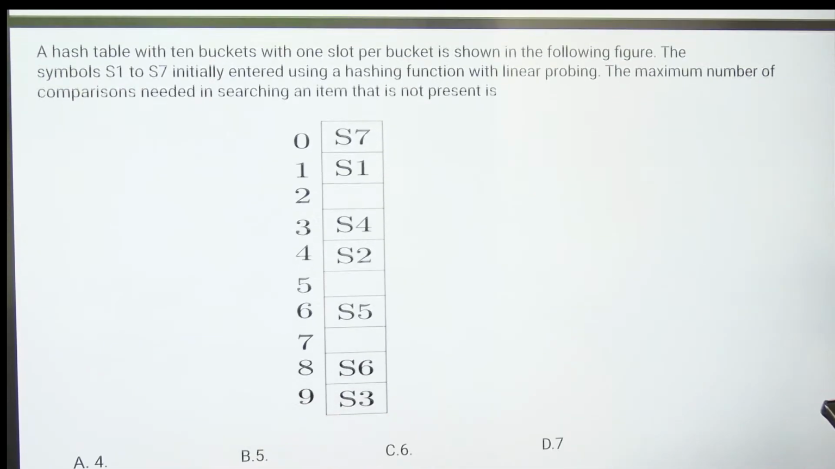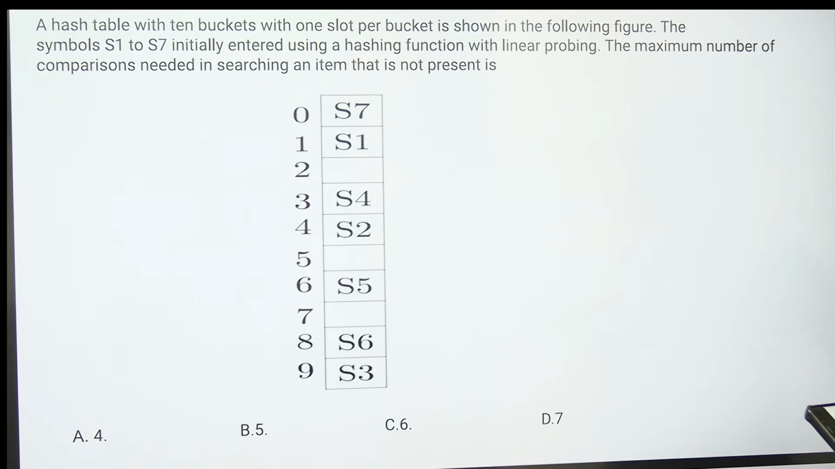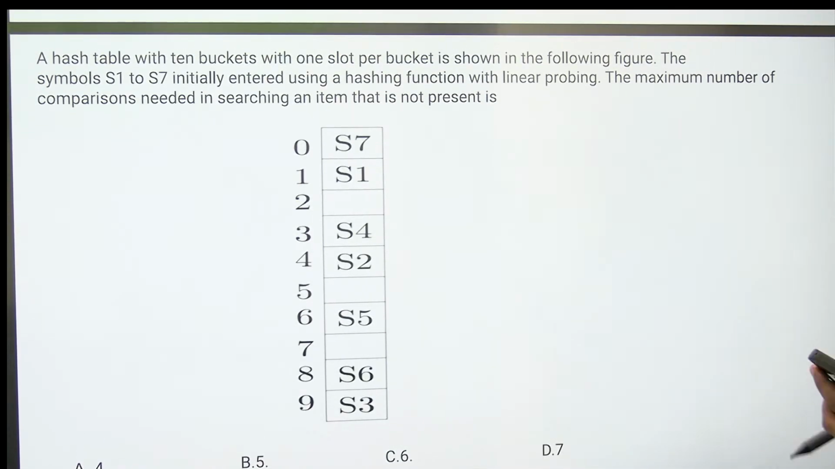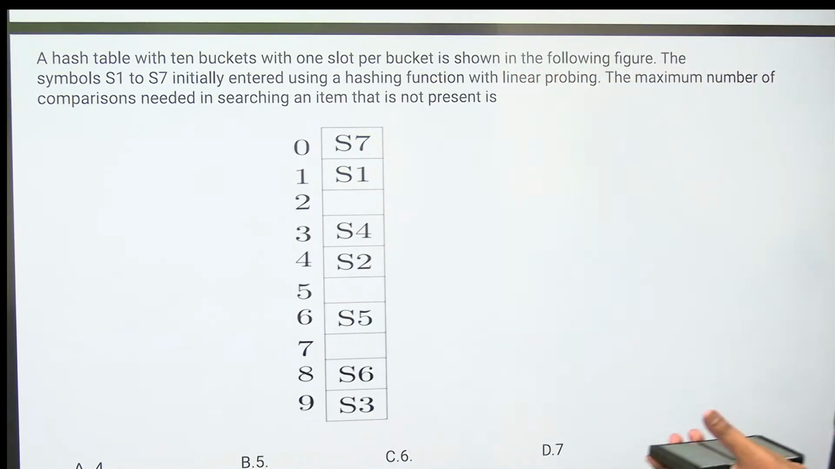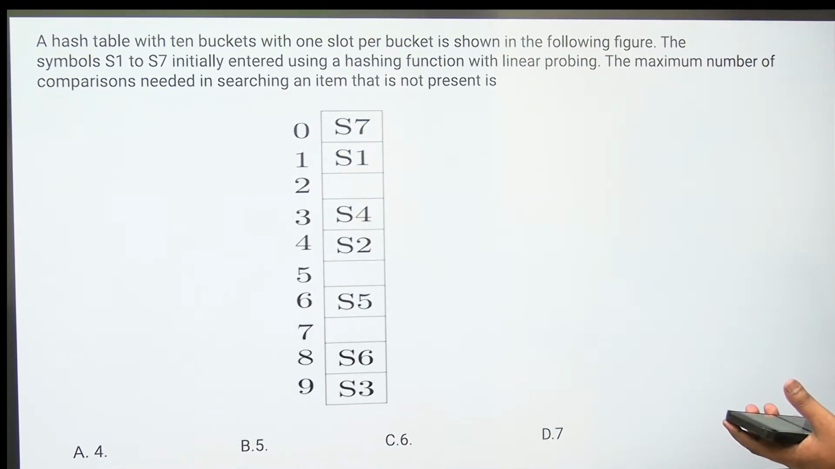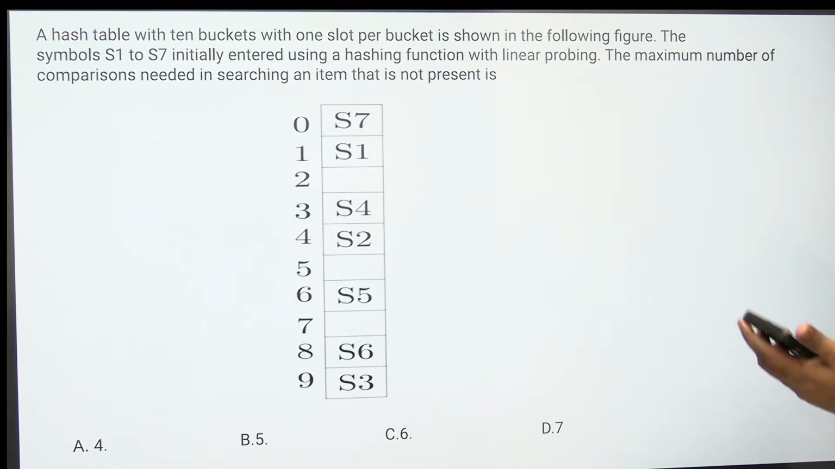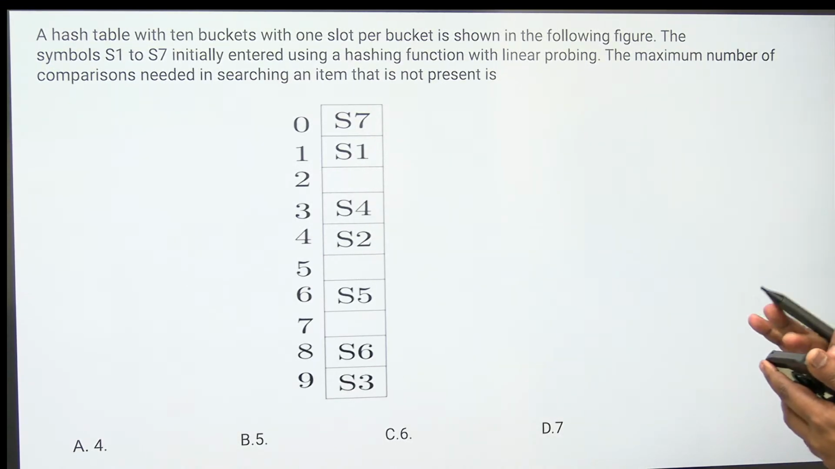Let's go to next problem. Can you see this also? A hash table with 10 buckets with 1 slot per bucket is shown in the following figure. The symbols S1 to S7 are initially entered using a hash function with linear probing. The maximum number of comparisons needed in searching for an item that is not present in the table is. Can you check once what may be the answer for this?